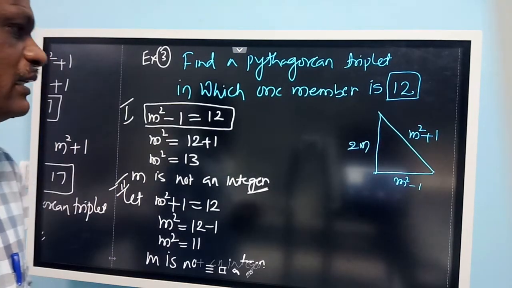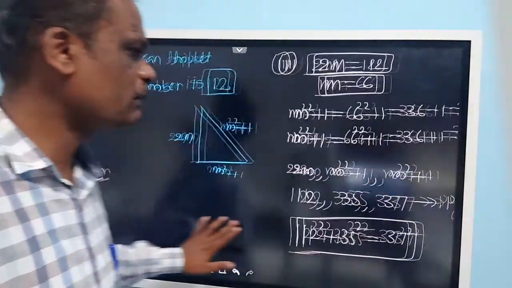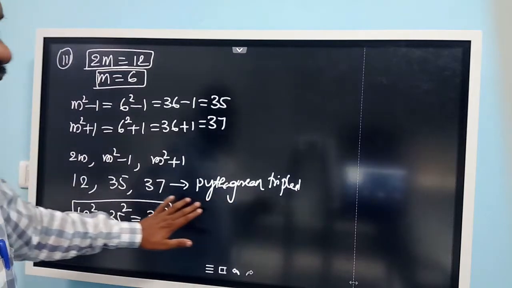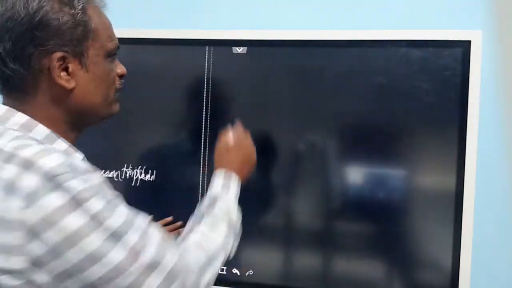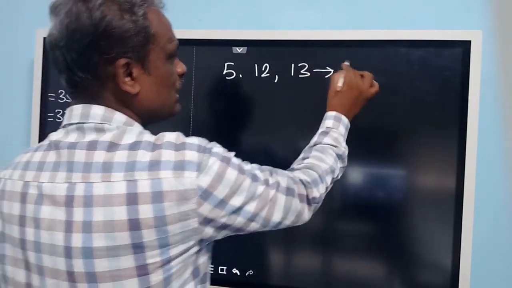You will get many Pythagorean triplets, but you will not get all the Pythagorean triplets using the same method. I will give one example. Look at this example: 5, 12, 13. 5, 12, 13 is also another Pythagorean triplet.